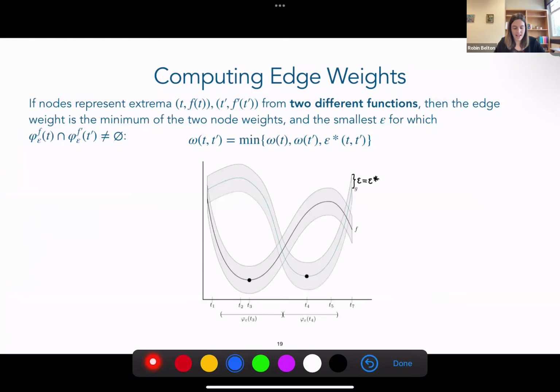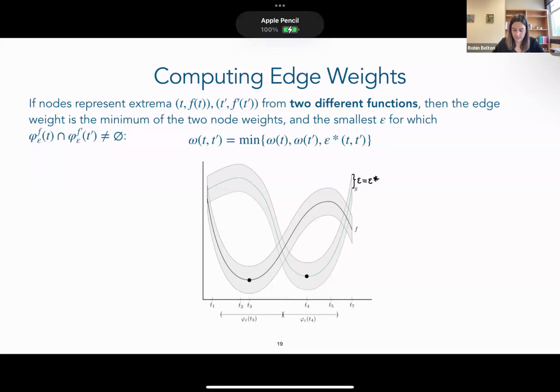Right? And the result is that if we have nodes that represent extrema from two different functions, then the edge weight is the minimum of the two node weights and the smallest epsilon for which we have a non-empty intersection. So in this example here, this epsilon is that epsilon star value, where the extremal intervals around T3 and T4 just begin to intersect one another.